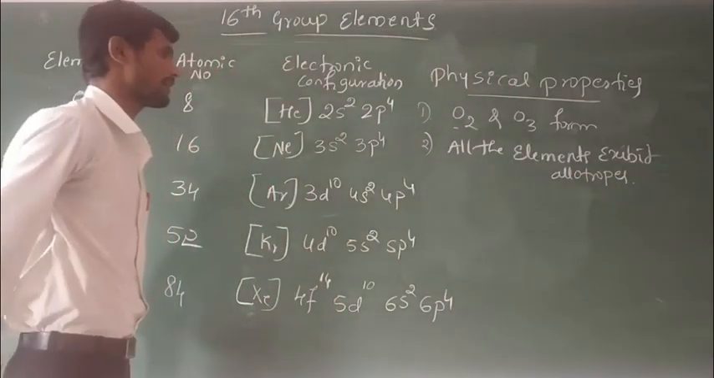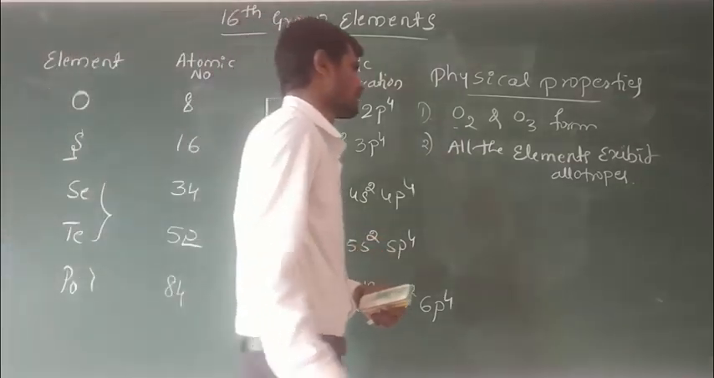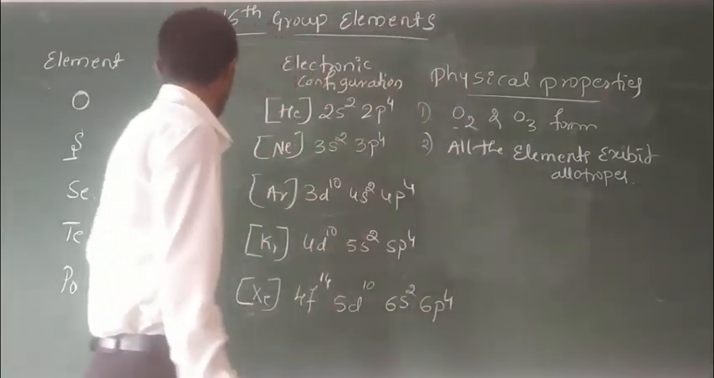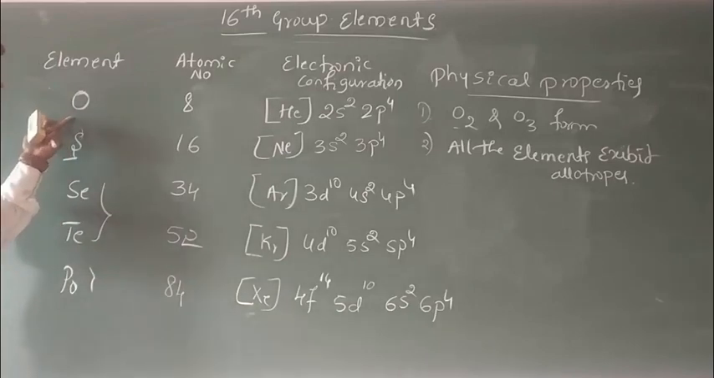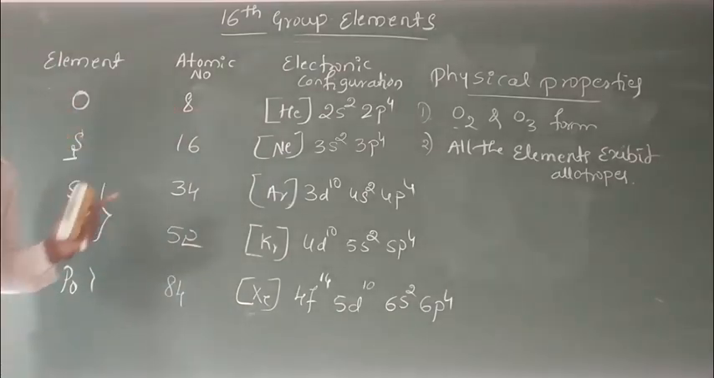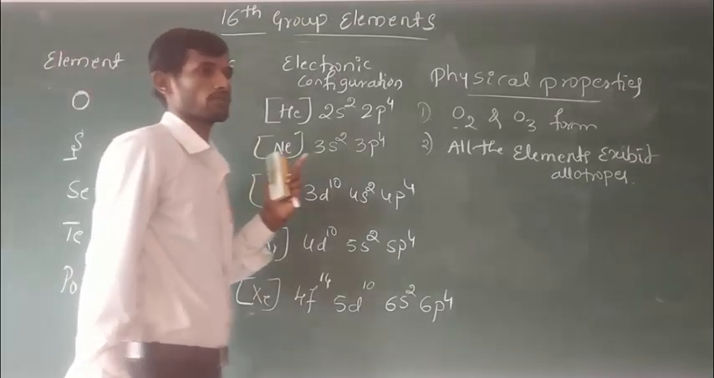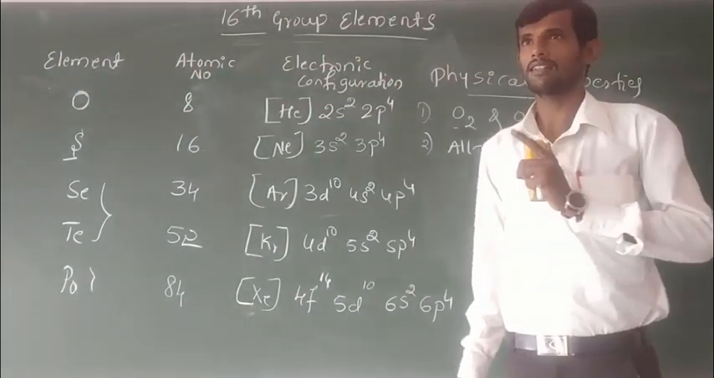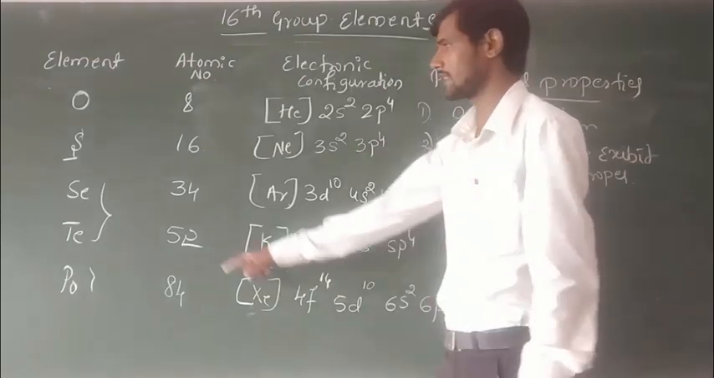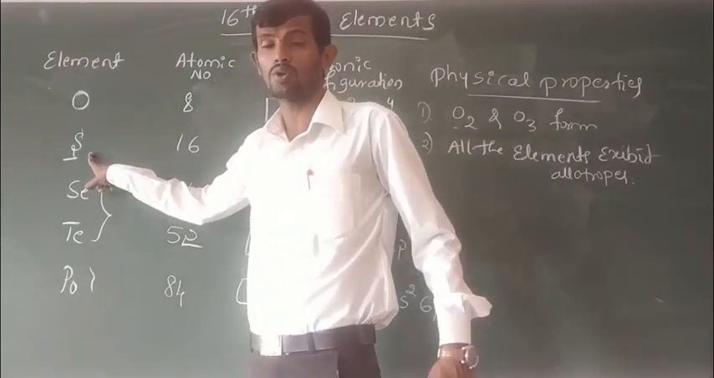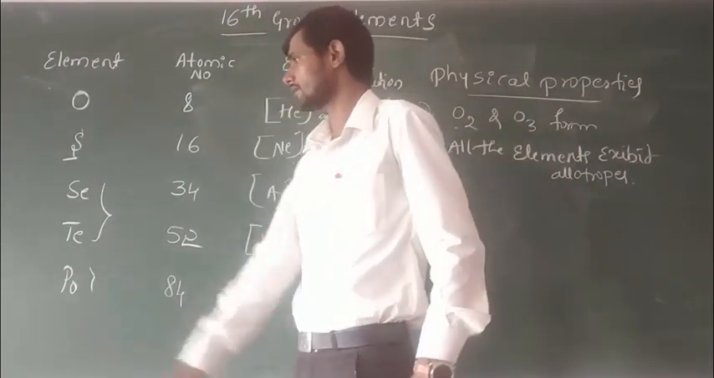All the elements exhibit allotropes. Why? See here. Oxygen is available in two forms, O2 and O3. Sulfur exists in two forms: one is rhombic and another one is monoclinic. Rhombic sulfur and monoclinic sulfur, it exists in two forms.